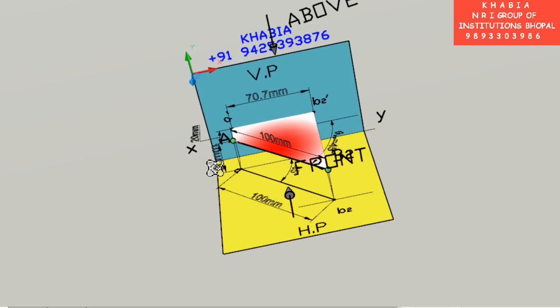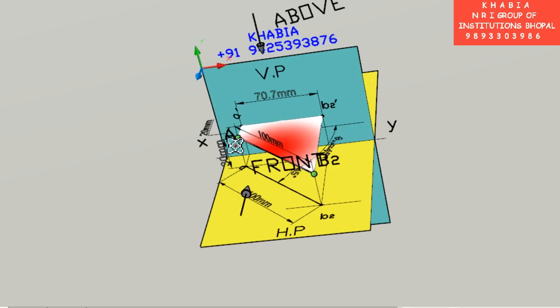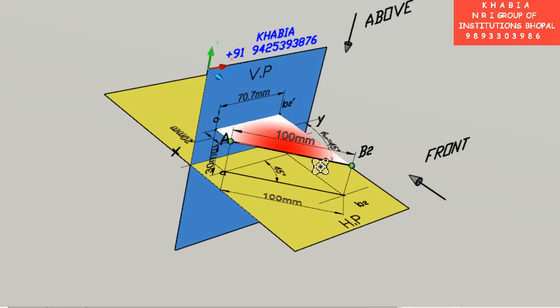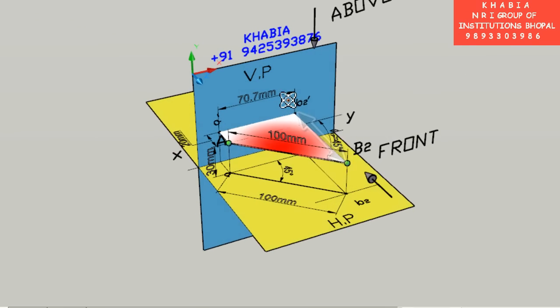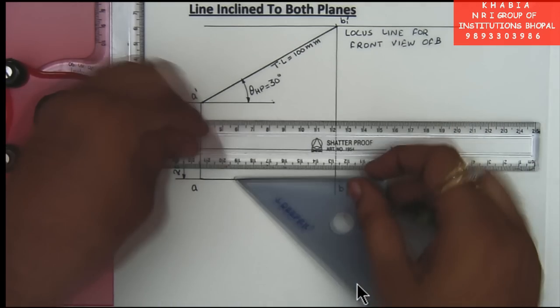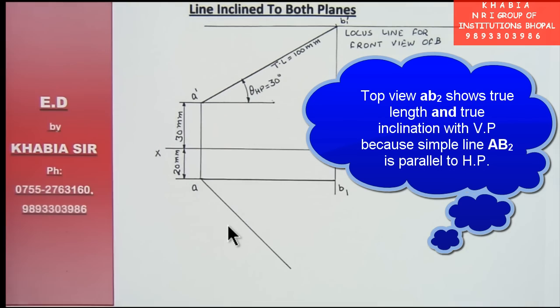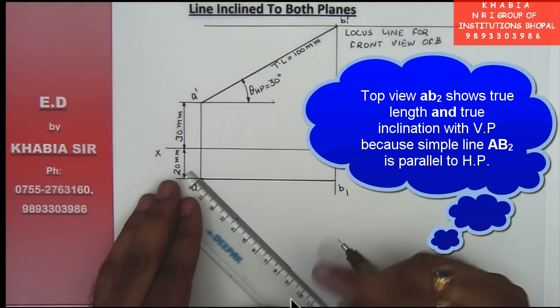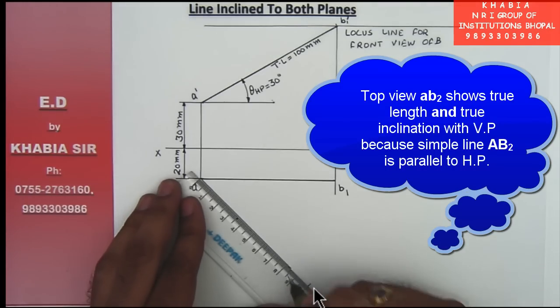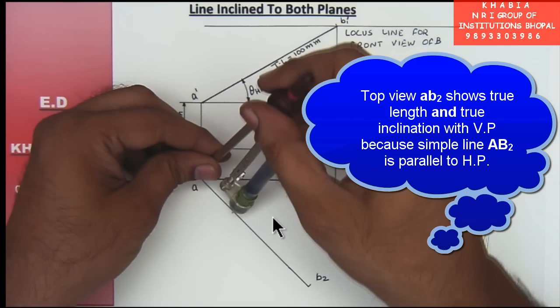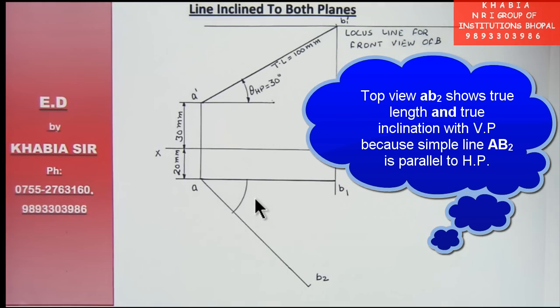Let us now start making projections of this simple line capital A capital B2 to obtain two more informations about the line inclined to both the planes, length of front view and distance of point B3 from VP. Draw top view AB2 of true length and showing true inclination with VP 45 degree. True length is 100 mm. And this is true inclination with VP 45 degree.